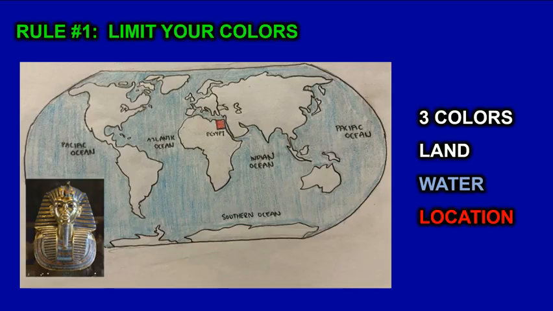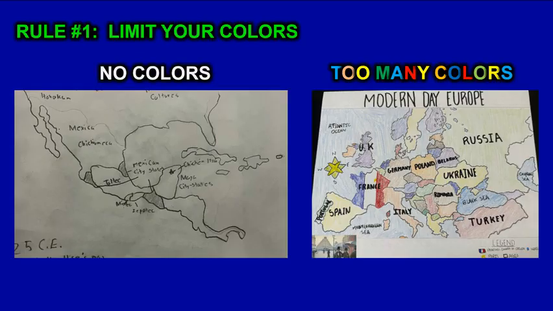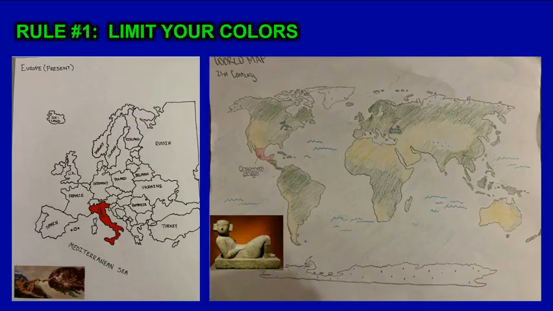All right, so I have some rules for the maps. The first is limit your colors. I suggest that you just limit it to like 3 colors: land, water, and then the location of where it was from. And here is an example on the left where they use no colors at all, and it's confusing. And then on the right, they use too many colors, and it's confusing. So limit your colors. The student on the right used extra colors, but that's okay. It turned out to be quite nice. He kept within green and browns and yellows for everything else, and then he used red for the location. I'm fine with that too.